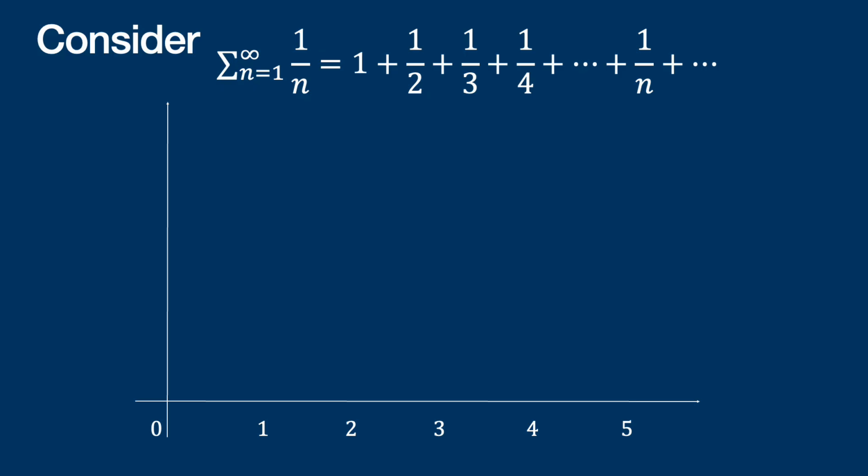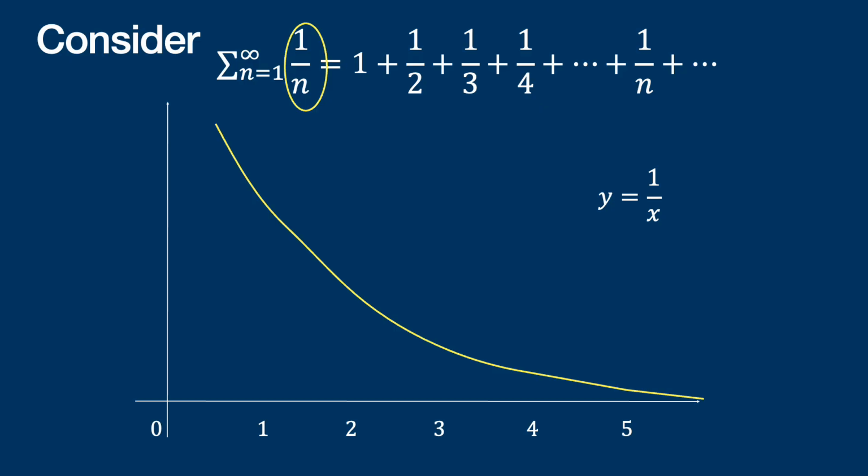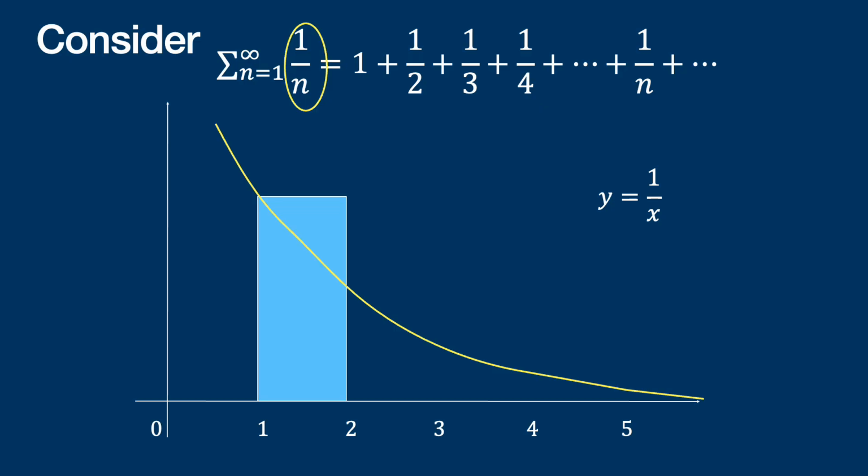First, what kind of function is related to this 1 over n? That's going to be 1 over x. I'm going to sketch 1 over x. This time, you're going to draw the rectangle above the curve. The first one is right here. The point is 1 and 1, so the area of this rectangle is going to be 1. Guys, make sense?